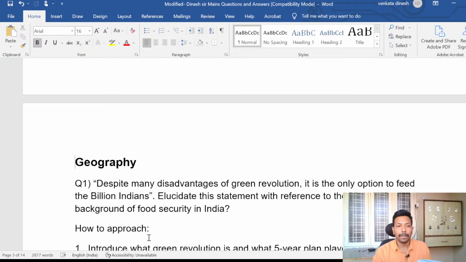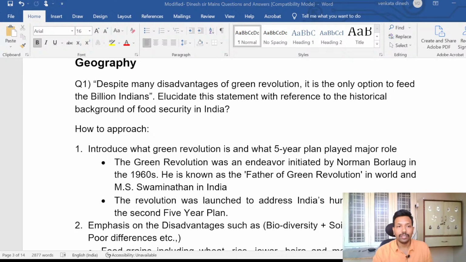In geography, the first question which I have given, you can see here: despite many disadvantages of green revolution, the first statement itself may not be liked by everyone, because everyone knows the great advantages of green revolution, we have been taught and seen it in our books, but in state PSC exams we have seen an opposite view of the general point of view. So: despite many disadvantages of green revolution, it is the only option to feed the billion Indians. In the question itself he gave a statement that you don't have any other option, guys, you have to depend on green revolution.